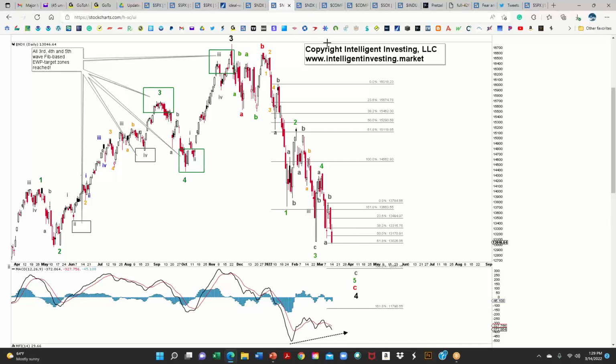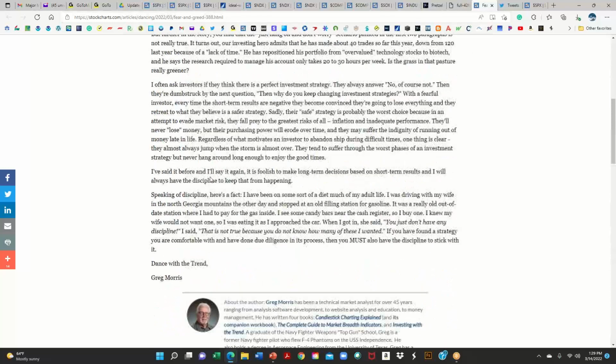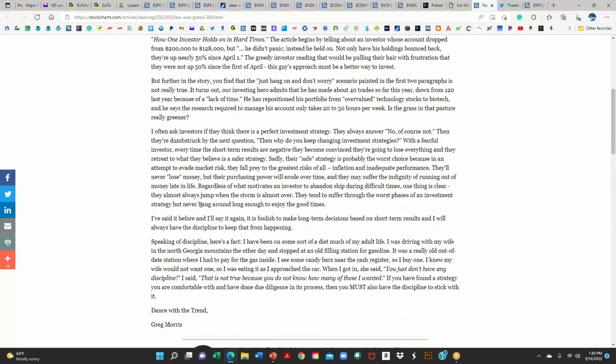It will adhere to these Fibonacci levels. It will adhere to these waves. The market just doesn't abandon this type of mathematical precision all of a sudden. It's simply a matter of, have I correctly anticipated these lows and highs? So there is no safe strategy. There is no perfect investment strategy.